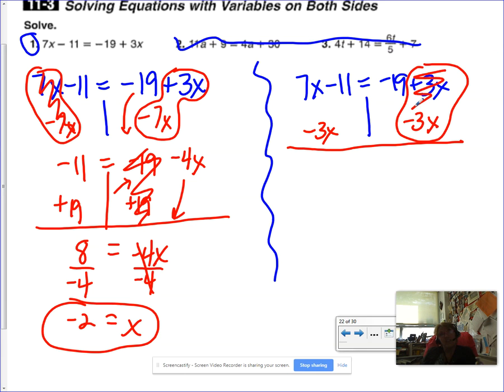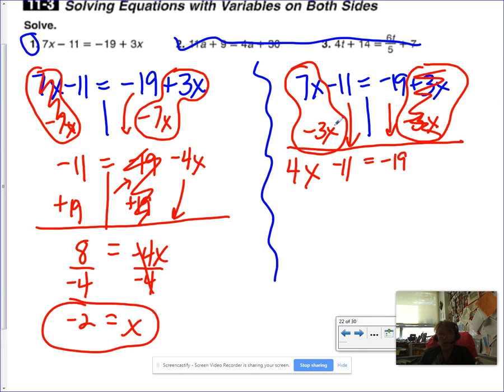Yay, hooray, that goes away. I still have negative 19 on the right-hand side of the equation. On this side, 7x combines with negative 3x to give you 4x. Negative 11 is just hanging around and waiting. But now I've got x here. I've got no x's there. Good. Work to undo all the other math so that you can get that x by itself.